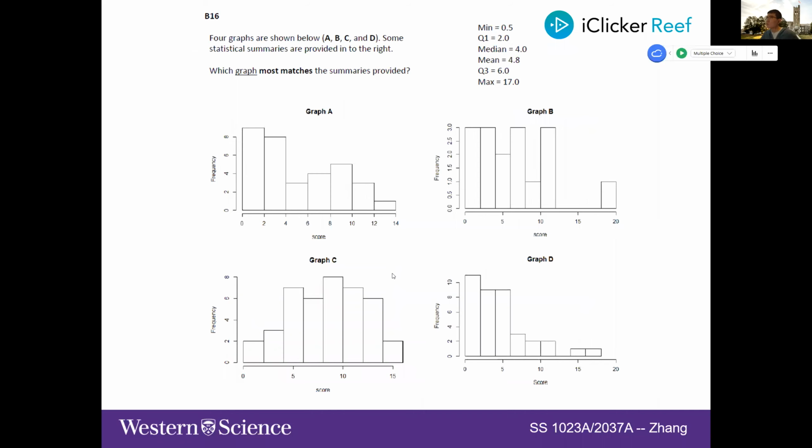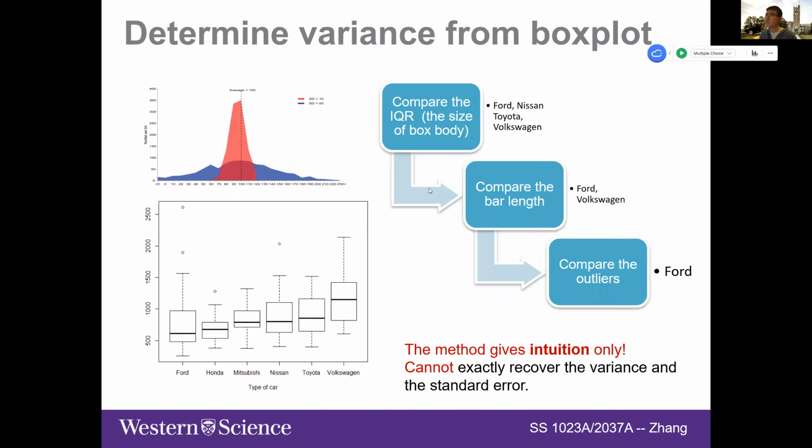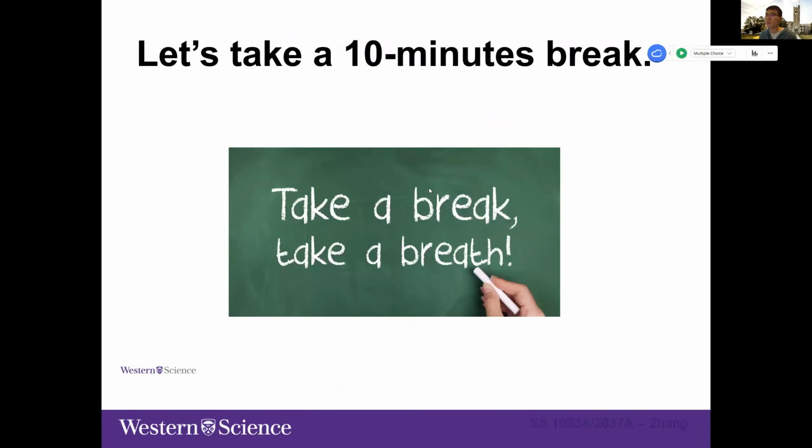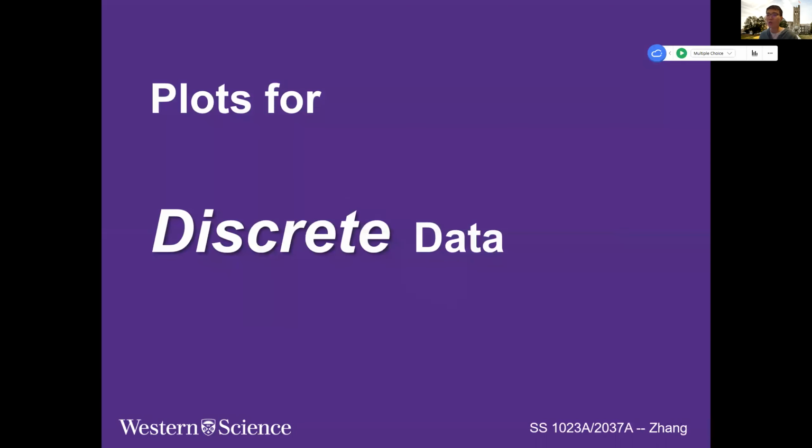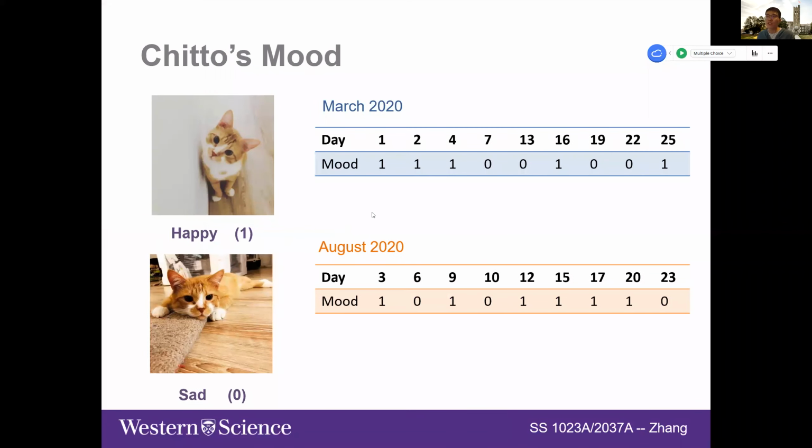Okay, so let's go back to our materials. So far, I guess you have a good sense of how we plot continuous data. And in the following part, we're going to look at another type, which is discrete data. For an example of discrete data, here I use the same cat. My friend, she is a cat lover.